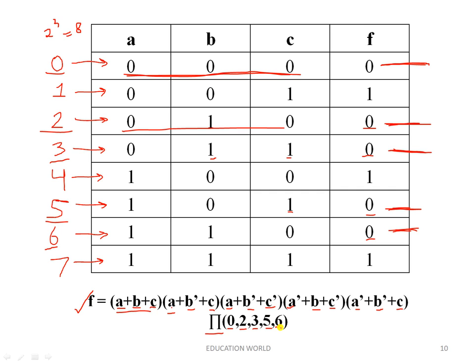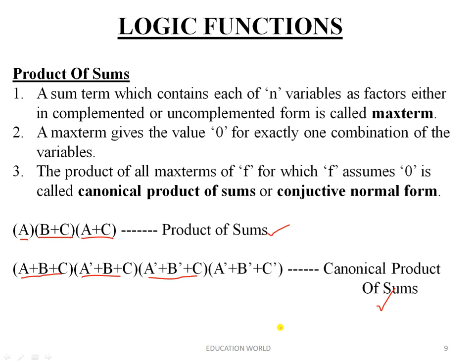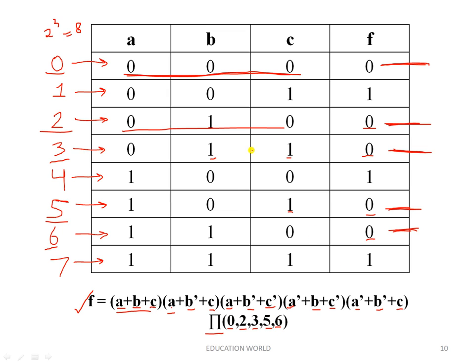So what we have seen in this video is what product of sum is, we have seen three points, and we have seen the difference between product of sum and canonical product of sum. Then we have seen the example of canonical product of sum. So that's all in this video.